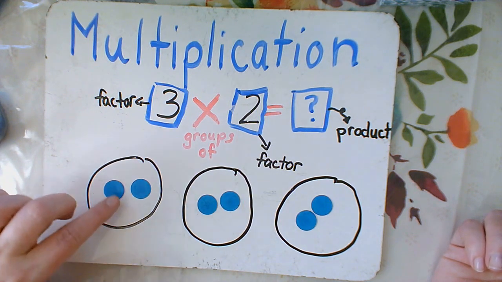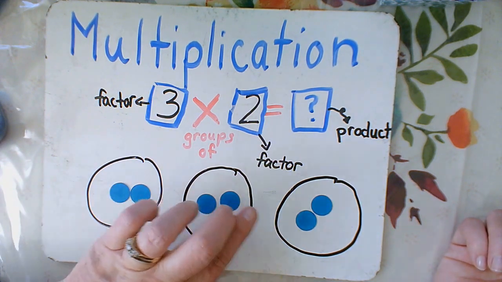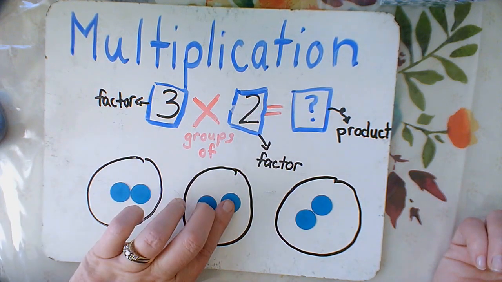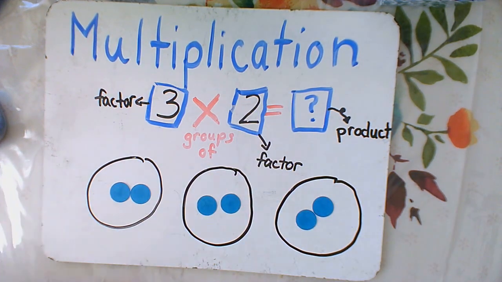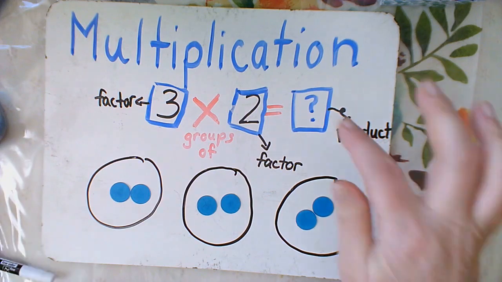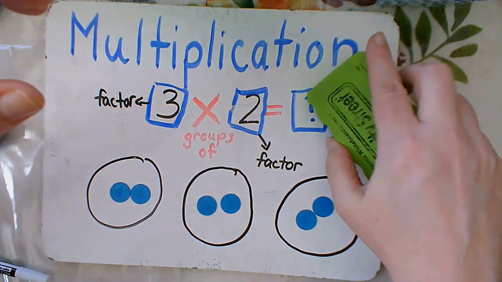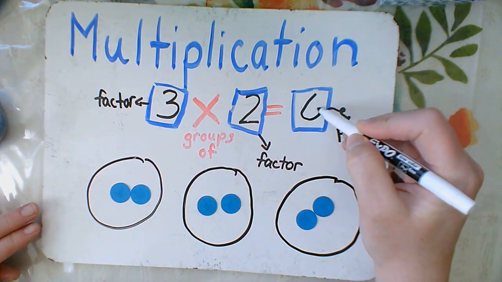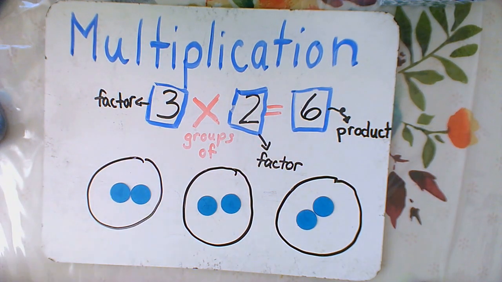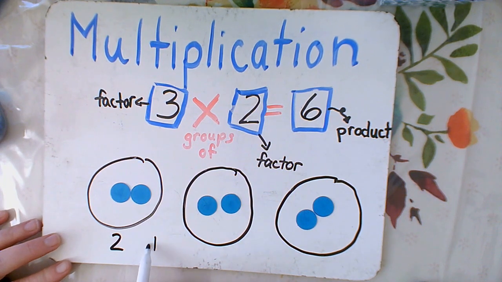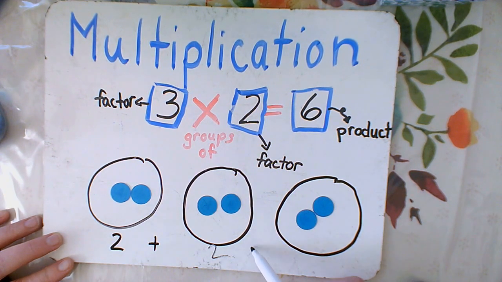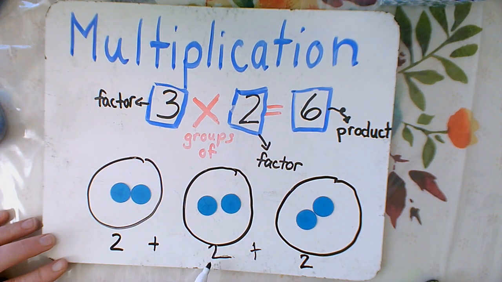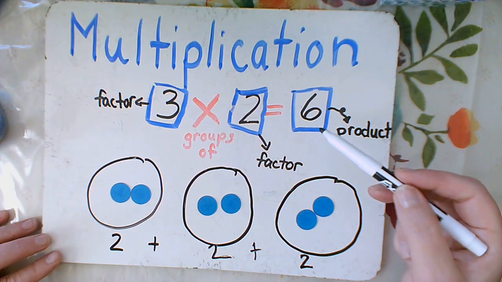Well, the easiest way for me right now is I'm just going to say there's 2 plus 2 plus 2. 2, 4, 6. So I can erase that question mark and put in my product. My answer is 6. And I figured it out by doing 2 plus 2 plus 2. And I actually skip counted, which will be another way that we explore. Okay, 2 plus 2 is 4, plus 2 more is 6.